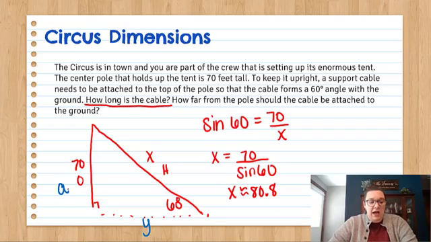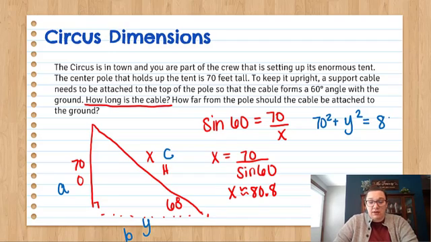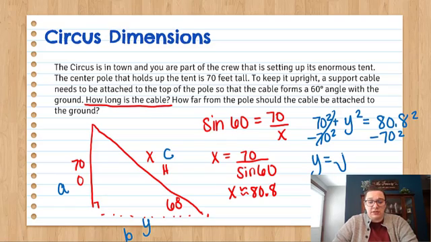I've got A, B, and C, my hypotenuse. Lots of labels going on here, but I tried to color coordinate. So A squared plus B squared equals C squared. So I've got 70 squared plus, we don't know y, so y squared equals, I would say x squared, but we found x to be 80.8. 80.8 squared. Let's subtract 70 squared from both sides. And then I would square root both sides. So I'd have the square root of 80.8 minus 70, and they're both squared.